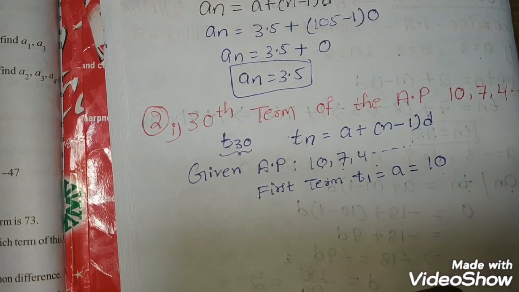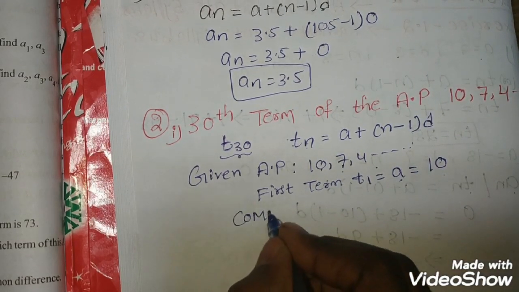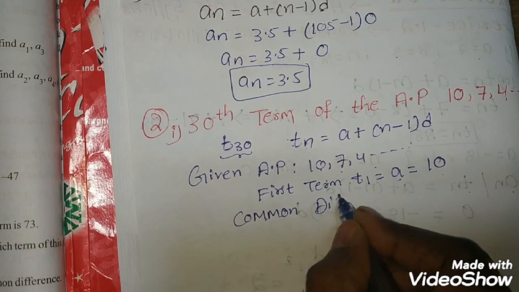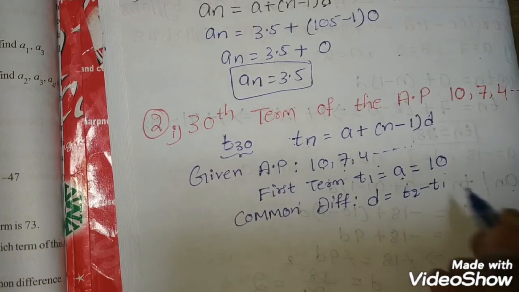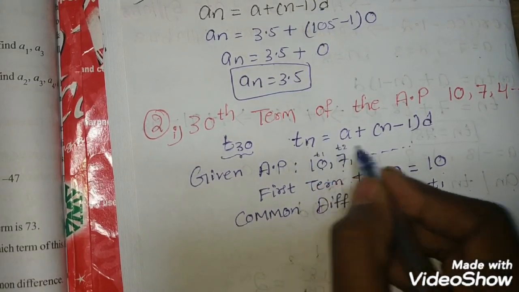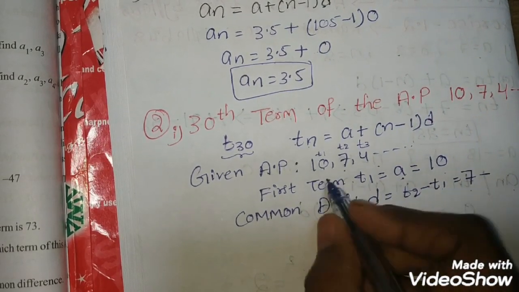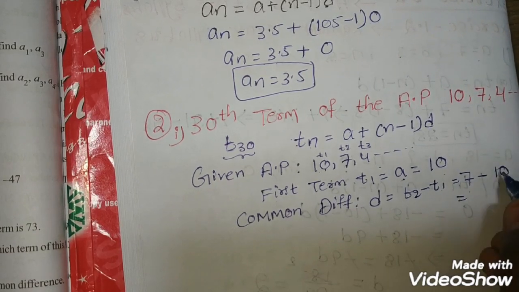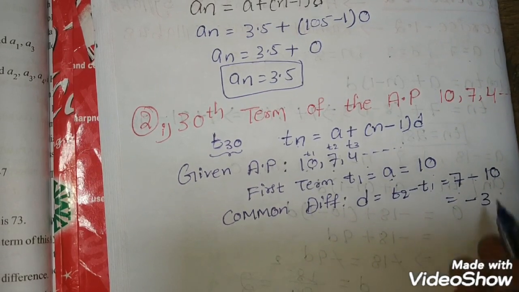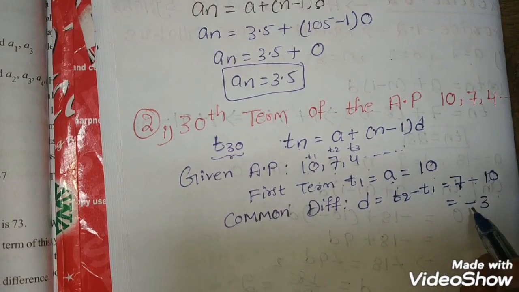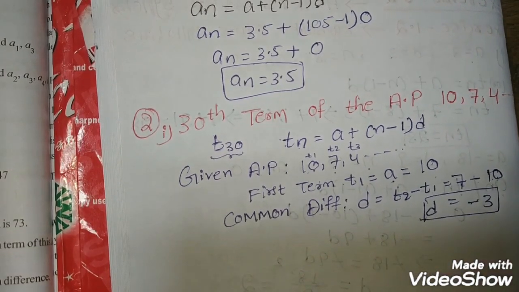10. First term, we can call it a. Okay, what is the common difference now? Common difference d is equal to T2 minus T1. See, this is term 1, term 2, term 3. What is term 2? 7 minus term 1, which is 10. Okay, what is 7 minus 10? That is minus 3, because 7 is smaller than 10, so we use the negative sign here. So already we know the common difference d is minus 3.